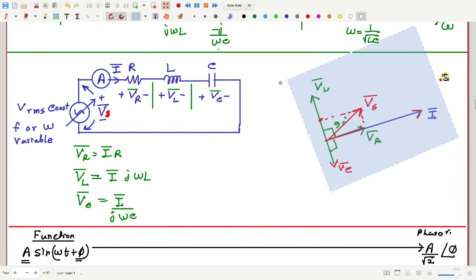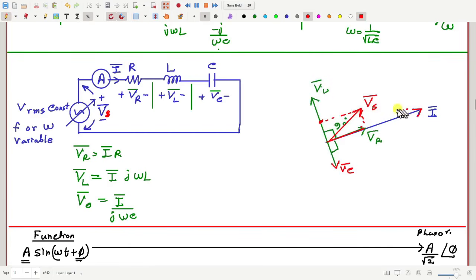Then if I rotate it, after some time the current comes here. Now the vertical projection is positive, so the current is positive. We can rotate it further and further, and at each and every time instant, if we project these lines on the vertical axis, we will get the value of the currents and voltages at that moment. So basically, rotating means changing the time.